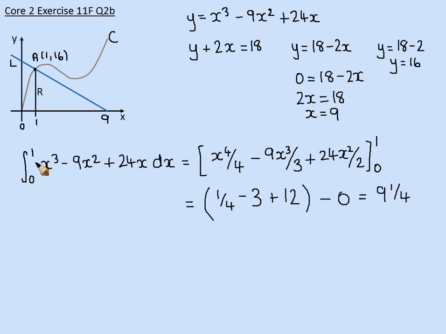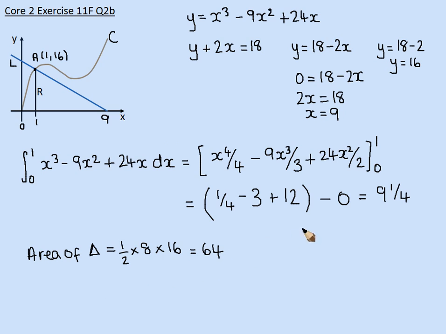Now we've got to do the triangle. This is a triangle with base 8 and height 16. So for the area of the triangle, we've got to remember that it's half of base times height. So it's half of 8 times 16, which is, let me just work that out on my calculator, 64.